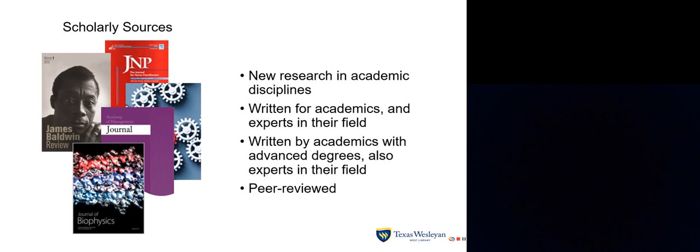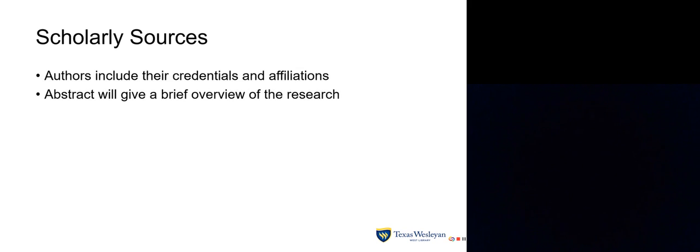Many scholarly sources are peer-reviewed, meaning they have been vetted by other experts in that field and usually published by a university press, professional organization, or independent scholarly publisher. Additionally, authors of scholarly sources list their credentials and affiliations, such as degrees and certifications, along with their publications. These publications are presented in a standard style of scholarly work.